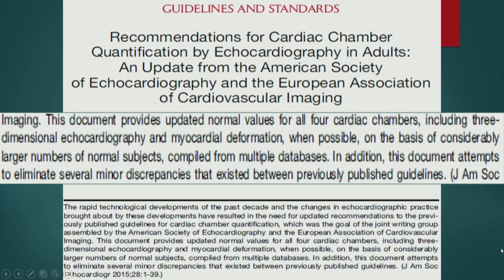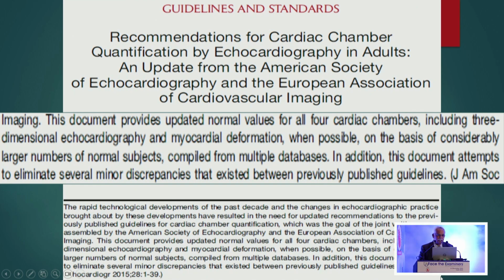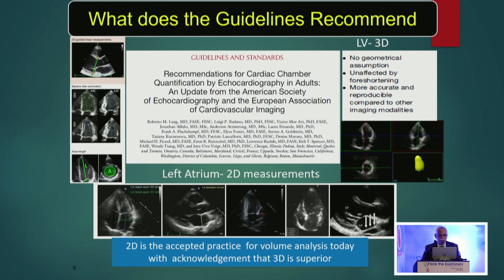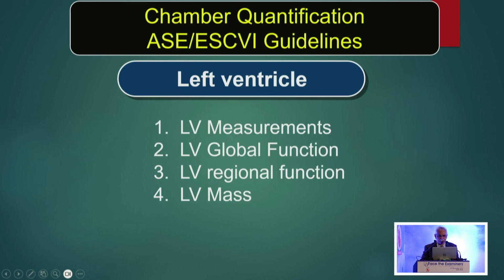And these guidelines were published in 2015, on the assessment of cardiac chambers, dimension and function. It is accepted that 2D is the accepted practice for volume analysis today, with acknowledgement that 3D is superior. So all the measurements should be done from the 2-dimensional echocardiogram. And if you have a 3-dimensional echocardiogram, use it for measuring the volumes and the ejection fraction.